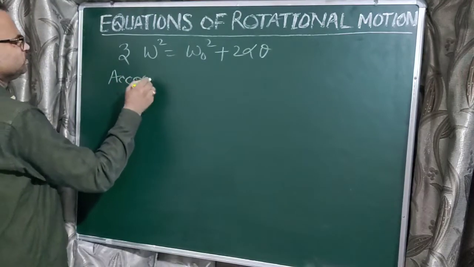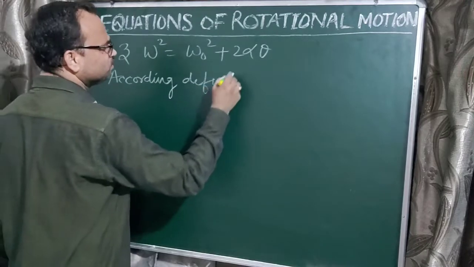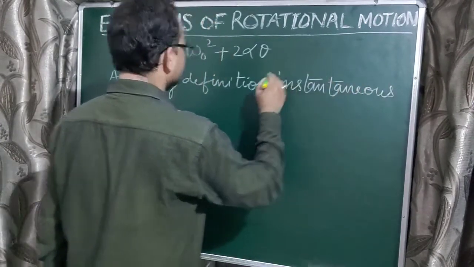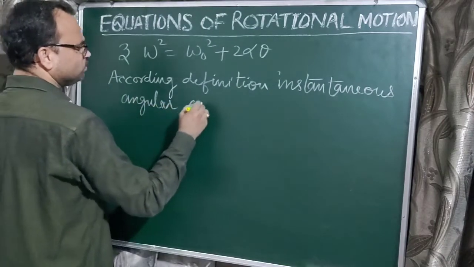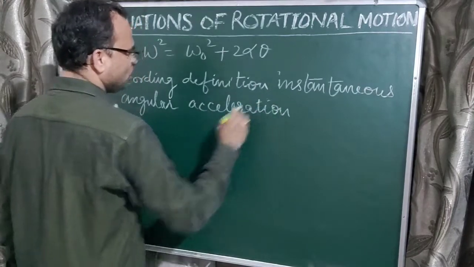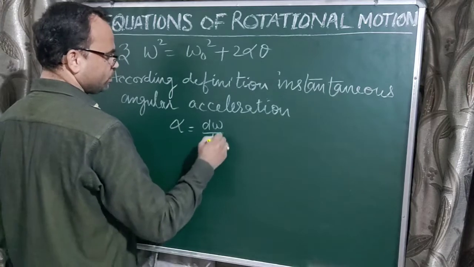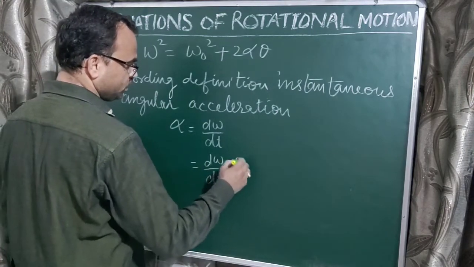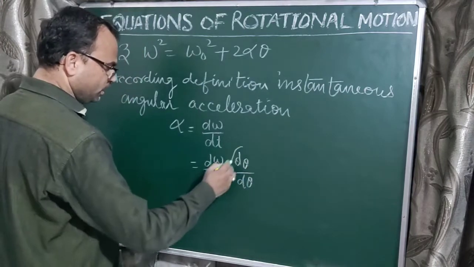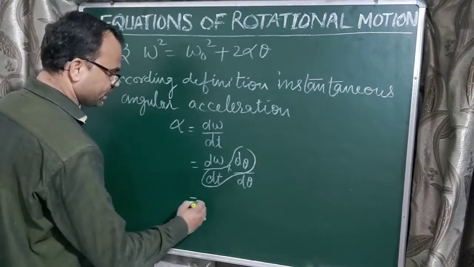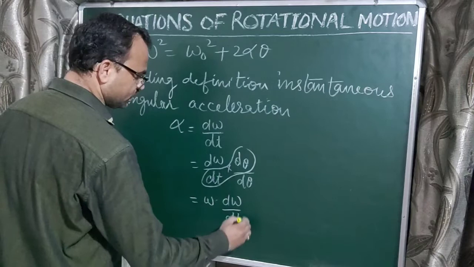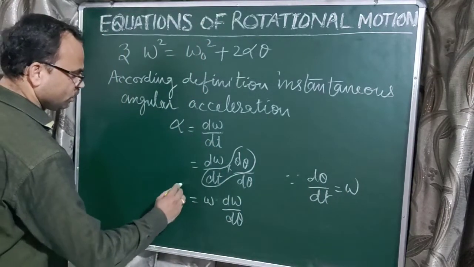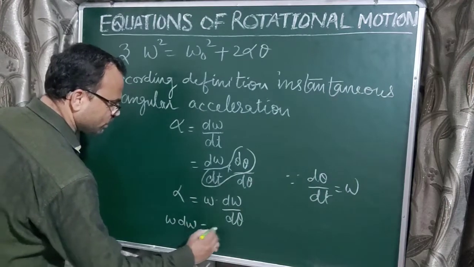According to the definition of instantaneous angular acceleration, alpha equal to d omega upon dt. Now multiplying and dividing by d theta, d theta upon dt is equal to omega, so we can write alpha equal to omega into d omega upon d theta. Now cross multiplying, omega d omega equal to alpha d theta.